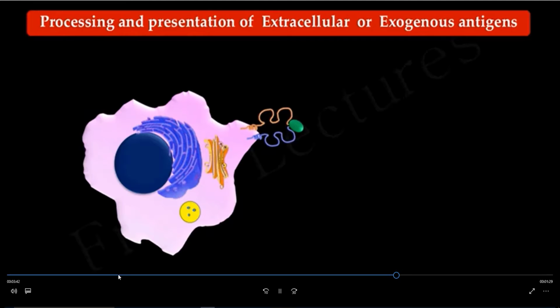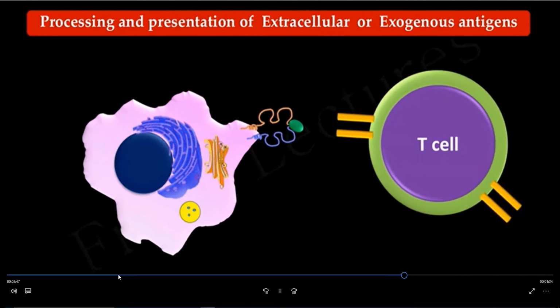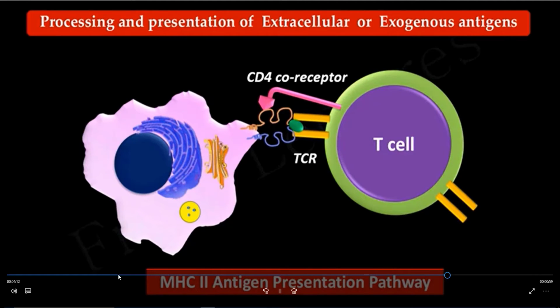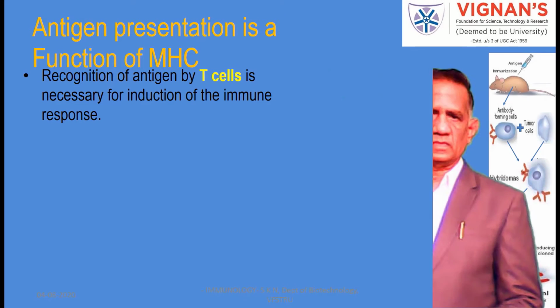Once on the cell surface, they are presented to T cells. These T cells recognize the peptide displayed by MHC2 molecule by T cell receptor. Another receptor, known as CD4 coreceptor, binds to the beta-2 domain of the MHC2 molecule. Since this pathway involves MHC class II molecules, it is also known as MHC2 antigen presentation pathway.